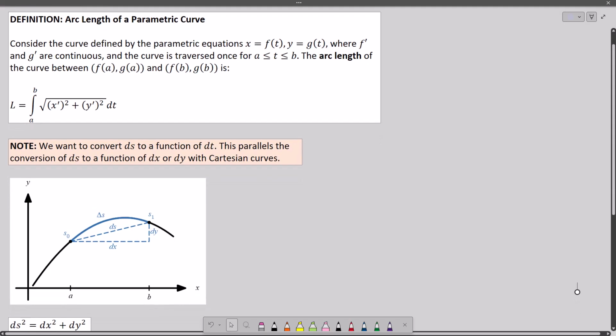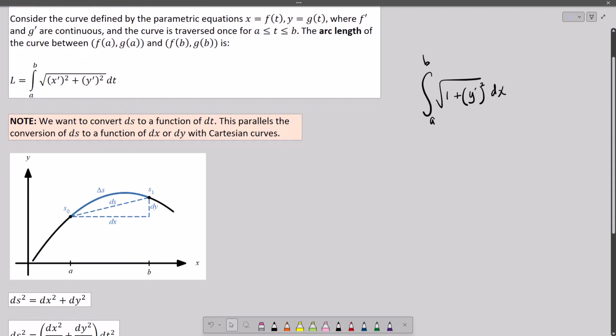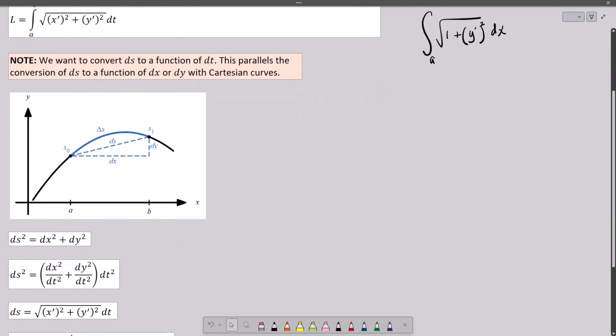Another Calc 1 thing we did, actually we've done it in this class, arc length. So the arc length formula that you're familiar with, the one that we used a lot, looks a little bit different. We had the square root of 1 plus y prime squared dx from a to b. Looks very similar, it's just that instead of the 1, we have an x prime squared and a y prime squared.